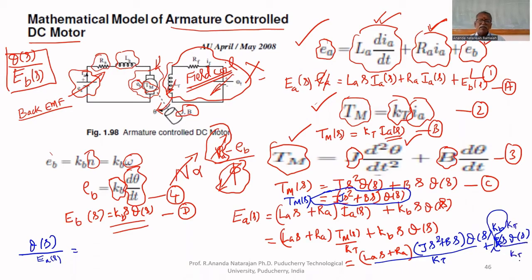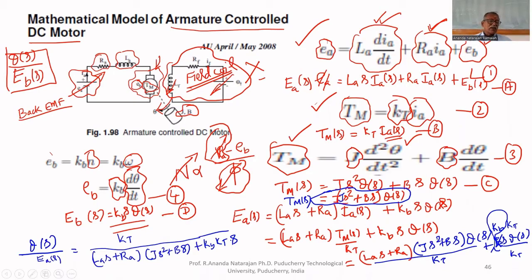Am I correct? I am taking LCM KT. Therefore, here you will get KT in the numerator. In the denominator, you will get LAS plus RA multiplied by JS square plus BS plus KB KT S. That's all. So this is the transfer function model of the given system.